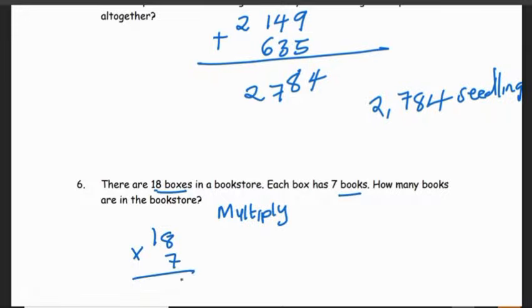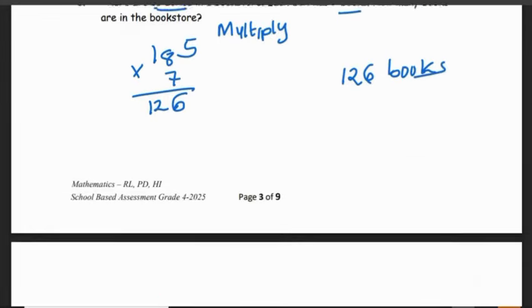8 times 7, that gives us 56. So you write the 6 there and carry the 5. 7 times 1, that is 7. 7 plus 5, that gives you 12. So our answer here, the total number of books we have in the bookstore is 126 books. Let's go to the next question.